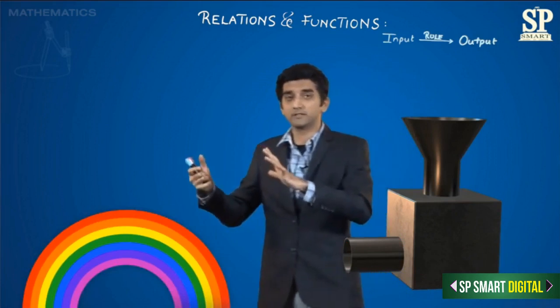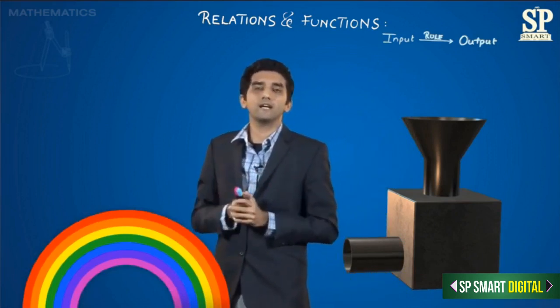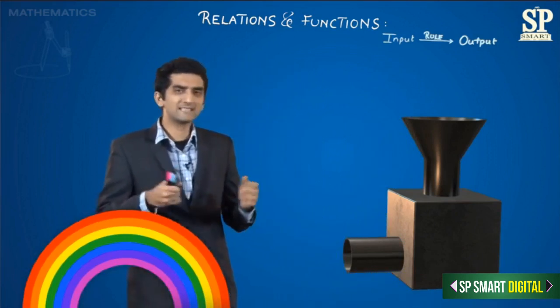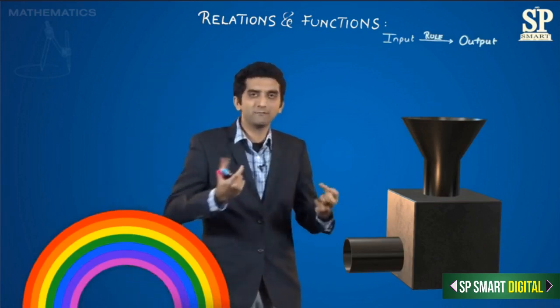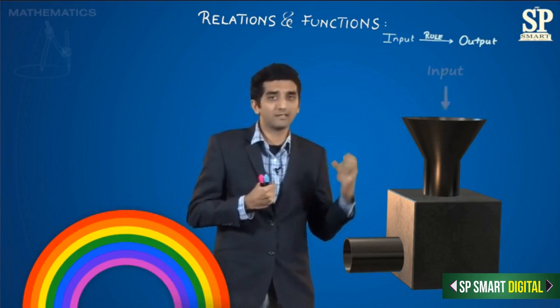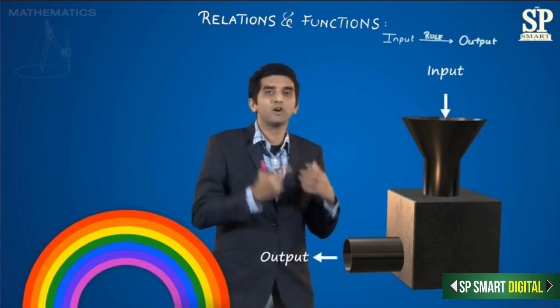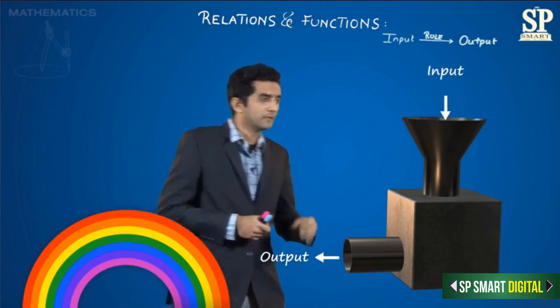Before going to numbers, which is actually the key area of this particular chapter, let's try and dance around a few colors so that we grasp the idea of what an input output machine or a function is, right?